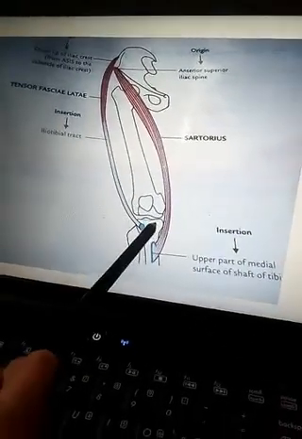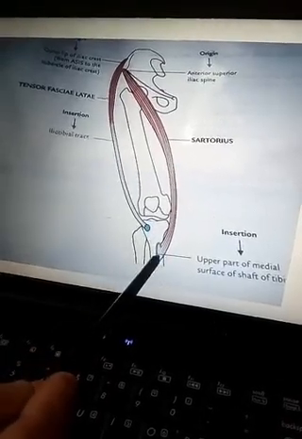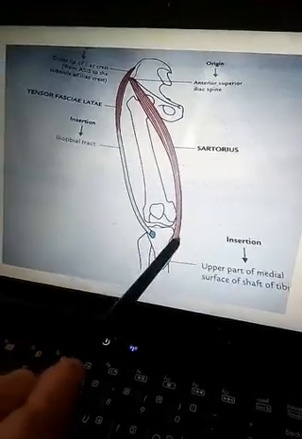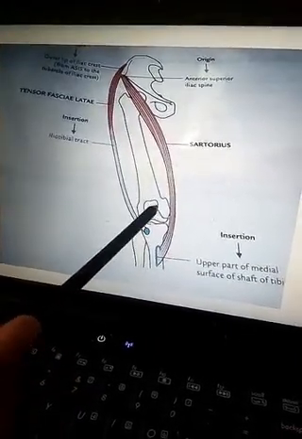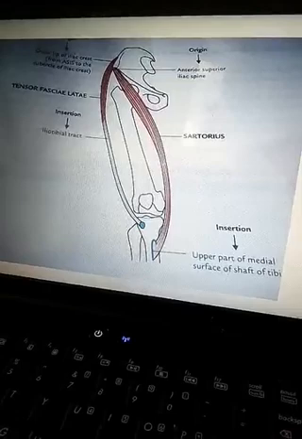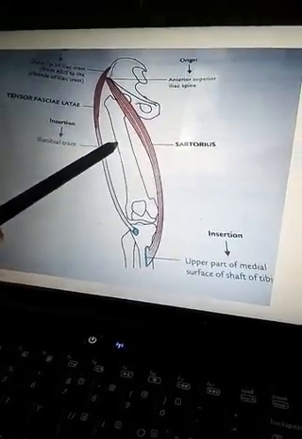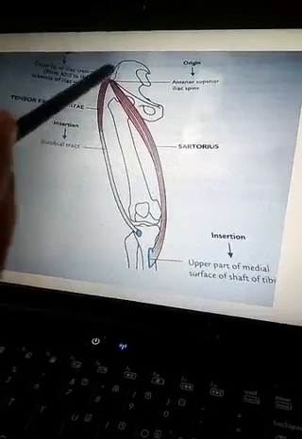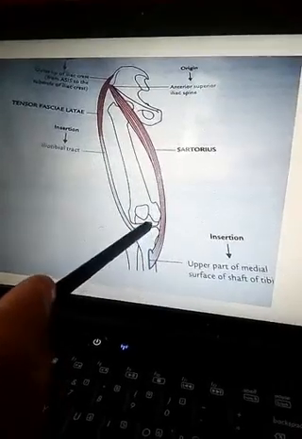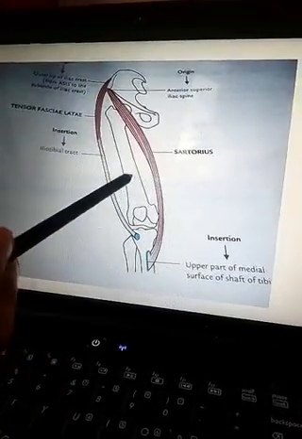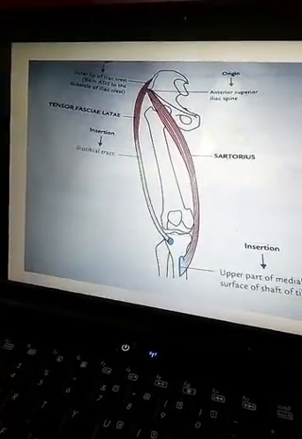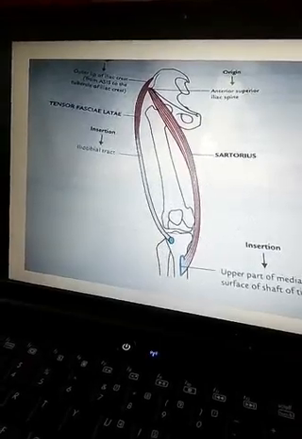The insertion of sartorius is inverted hockey stick type. It is supplied by the anterior division of the femoral nerve. Now, what is the action of sartorius? It flexes both the hip and knee joints and abducts and rotates the thigh laterally to bring the lower limb into the sitting position of a tailor. That's why it is also known as tailor's muscle.